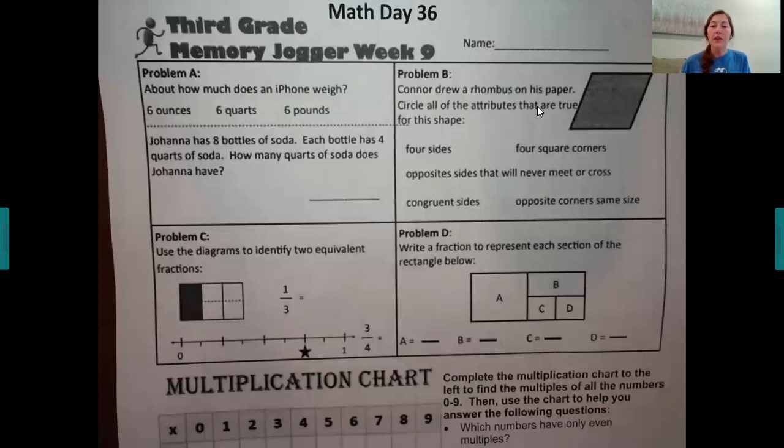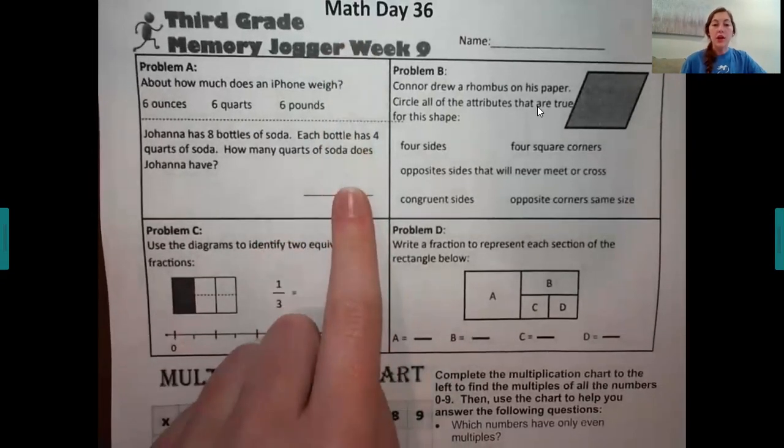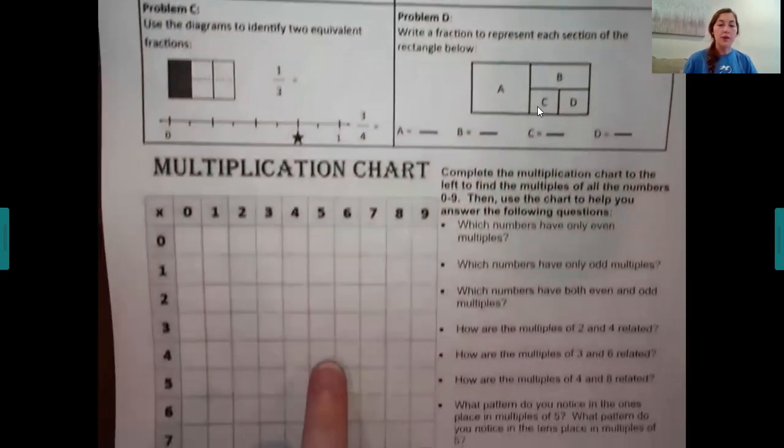In your packet, we're going to be looking at patterns in a multiplication chart. So it's page 9 in your new packet. It should say Math Day 6 at the top. And then you have your memory jogger, and there's a video for that as well. And then we're going to be looking down here at the multiplication chart.